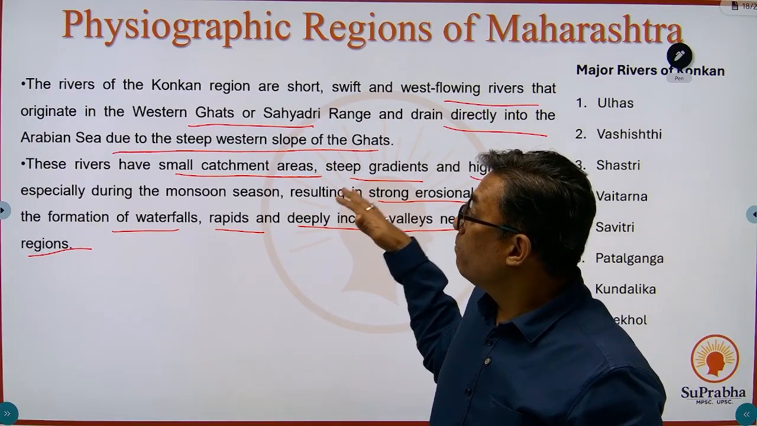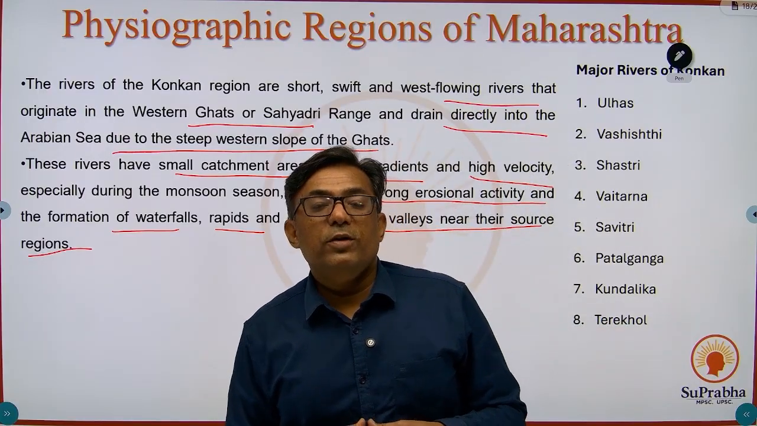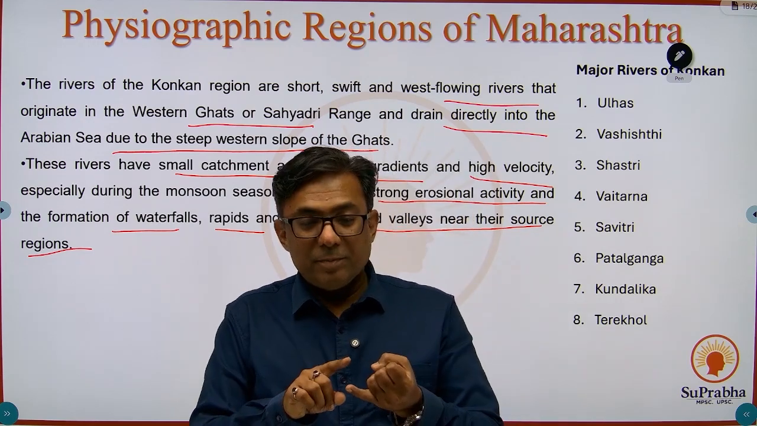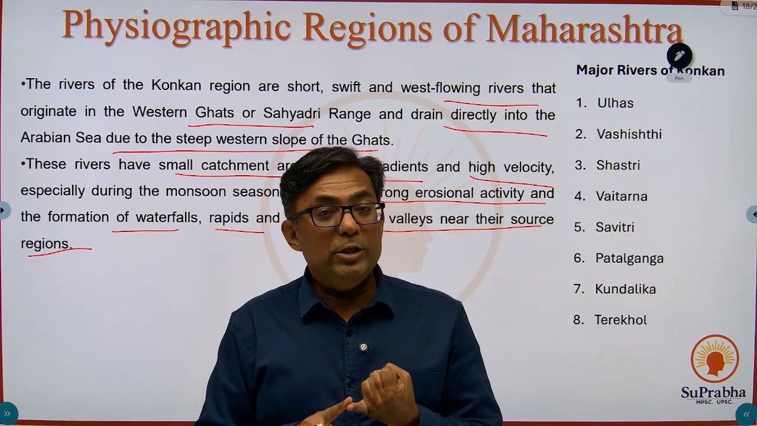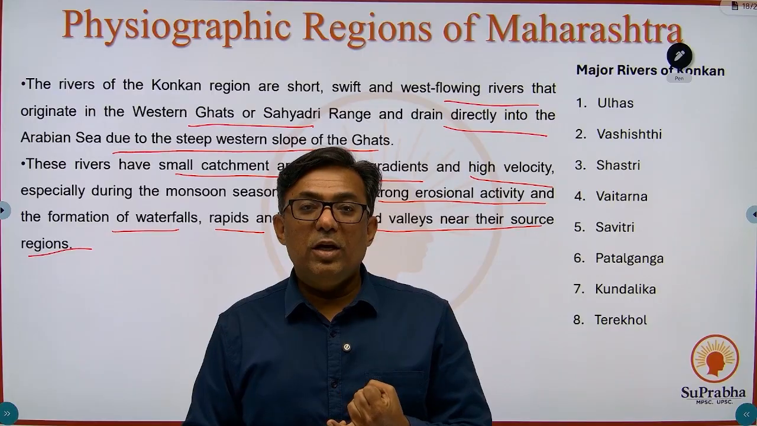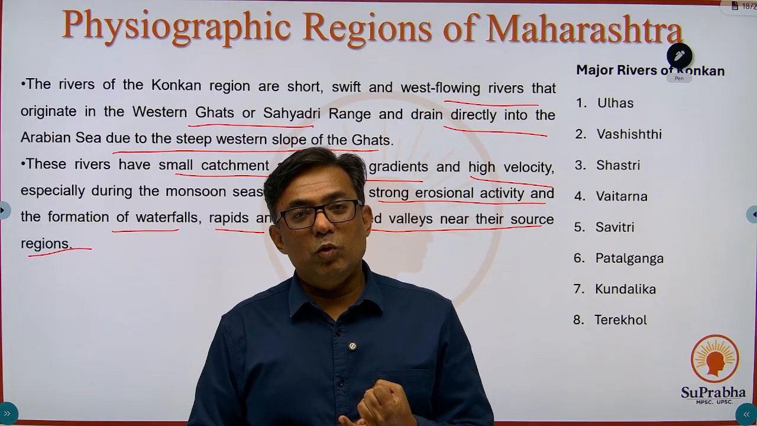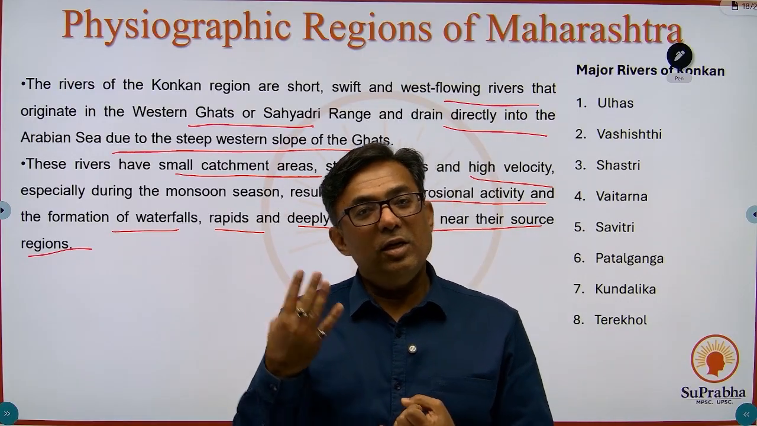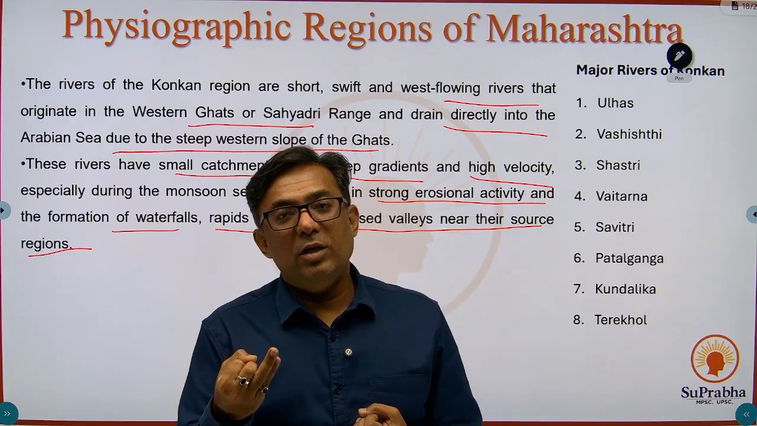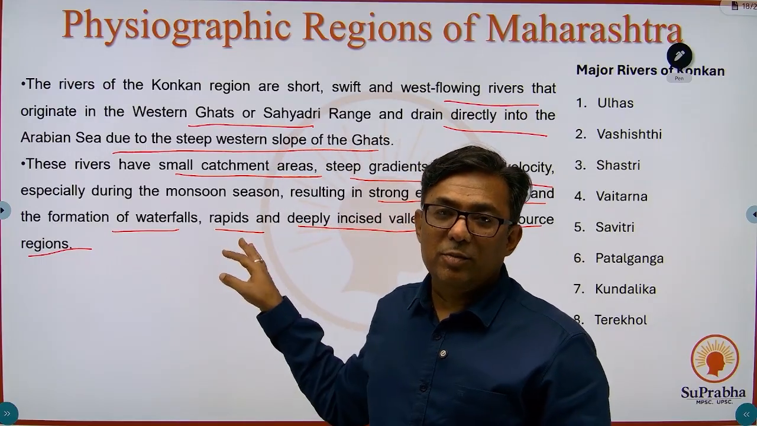Okay, so this is about the physiographic regions of Maharashtra. The Maharashtra Plateau, the major part, 81%, the Western Ghats, and the Konkan Coast. So Maharashtra has three physiographic regions: the Maharashtra Plateau, the Western Ghats, and the Konkan Coast. And this is the description about it.